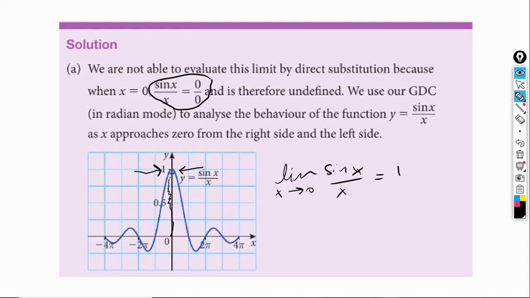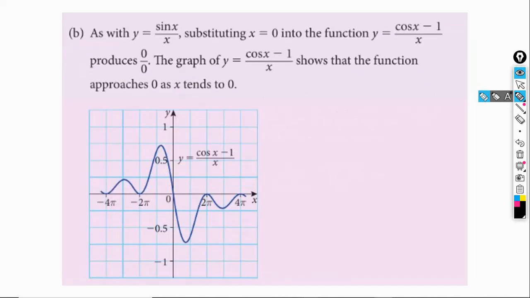And this is something very useful that we are going to need later when we do limits with trigonometric functions. So now for part B, as we did with sine of x over x, if we plug in 0 into cosine of x minus 1 over x, it will be undefined, right? But if we look at the graph, what happens as x approaches 0?